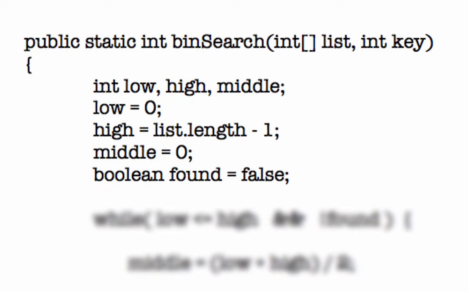Essentially, in Java, this would be a method. We call it bin search, that takes two parameters. One is what we call the list, which is a basic array of integers. It could be an array of objects, it could be an array of strings, an array of any values. And then the key is a generic name. And again, the value that we're looking for could be any object.